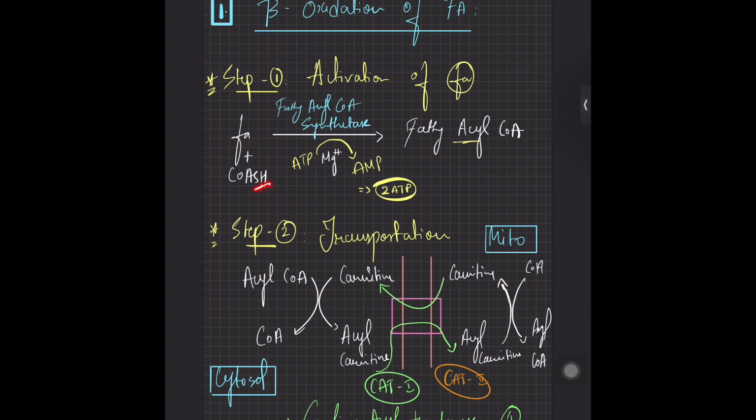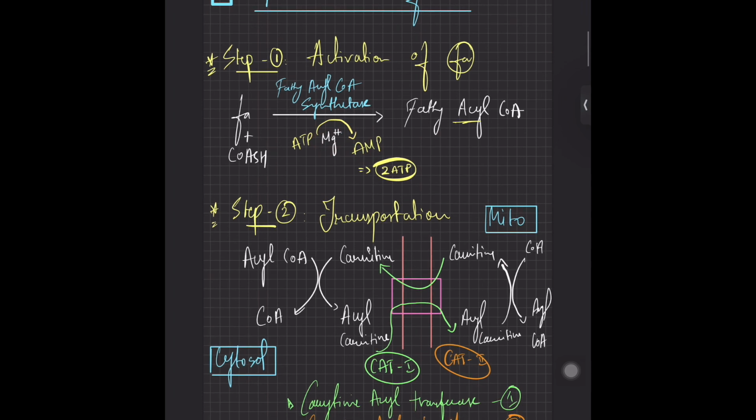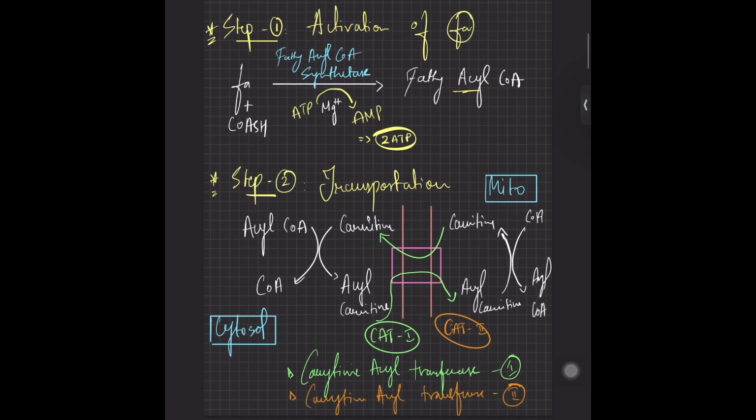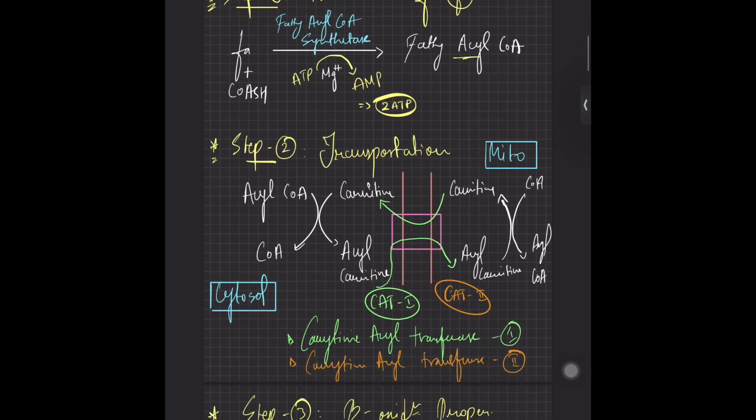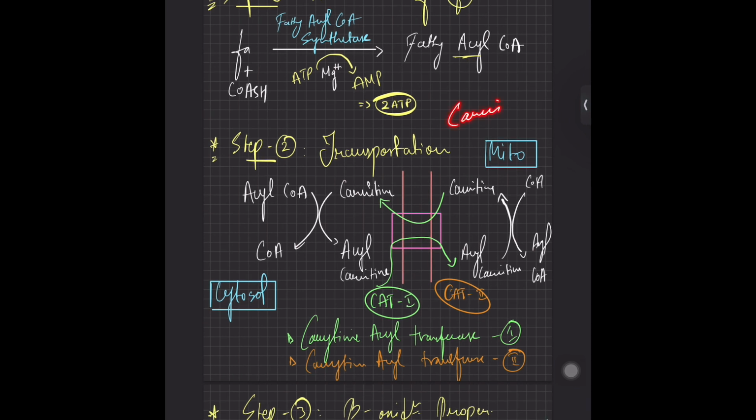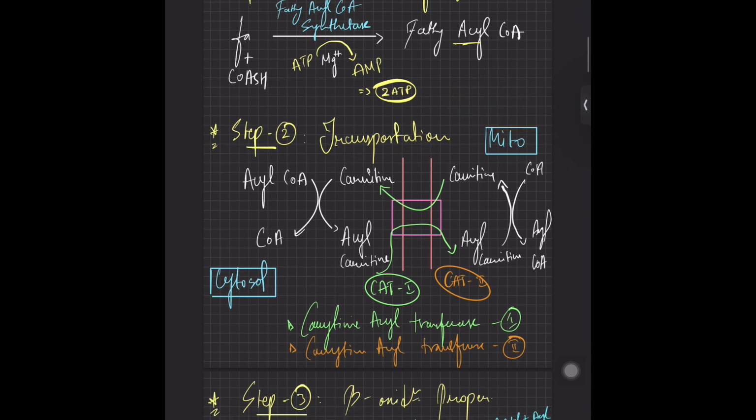Fatty acids react with coenzyme A in the presence of fatty acyl CoA synthetase. Why I'm stressing synthetase is that there is a requirement of actually two ATPs that will be converted into AMP, and in the presence of magnesium, it will get converted into fatty acyl CoA. Next, the fatty acyl CoA in the cytosol must be transported to mitochondria. There is a requirement of the carnitine shuttle, where acyl CoA will be converted into CoA with simultaneous conversion of carnitine to acyl carnitine.